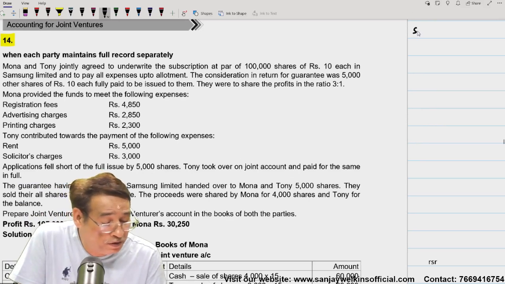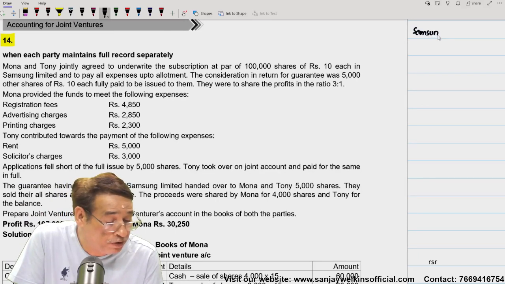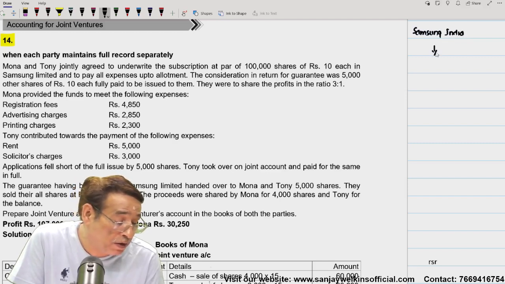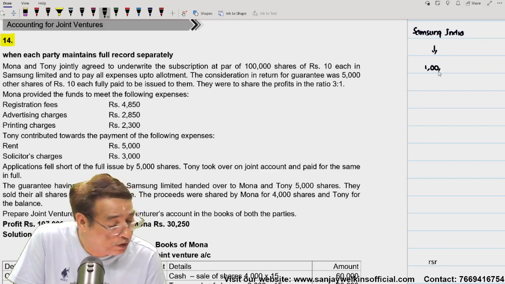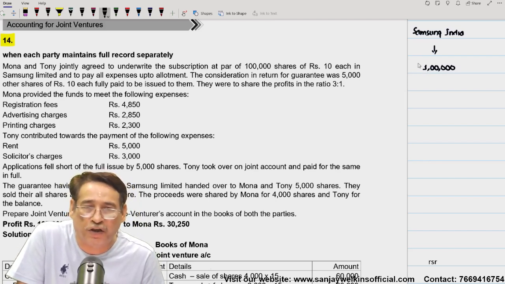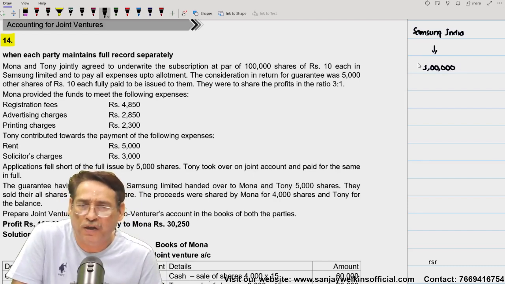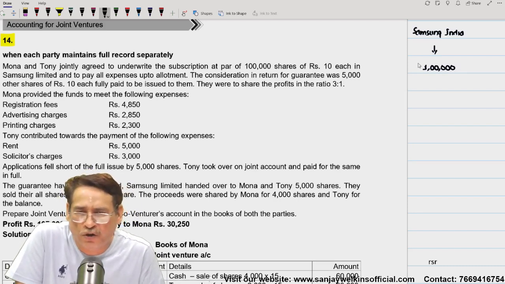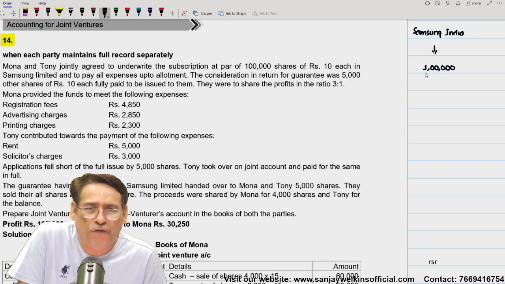In this question, there is a company by the name of Samsung India Limited. And we will see that this company is interested in issuing 1 lakh shares of ₹10 each to the public. That means this entity is interested in raising 10 lakh worth of share capital. In the question which we did earlier under the joint venture method, I had talked about this point, that often when entities issue shares to the public, they are not very sure whether all the shares would be subscribed or not.